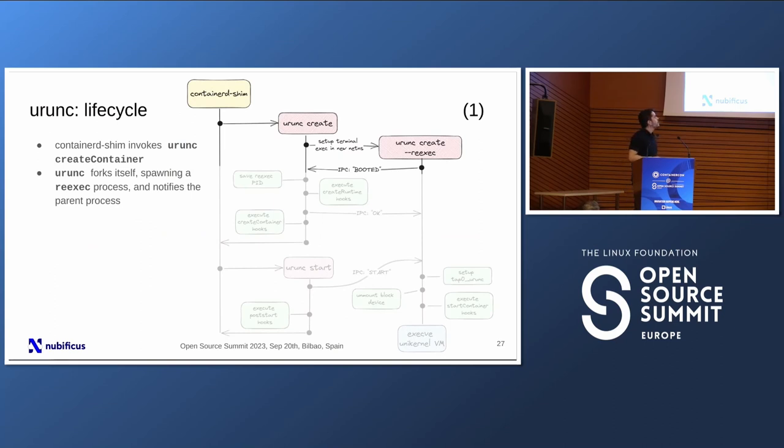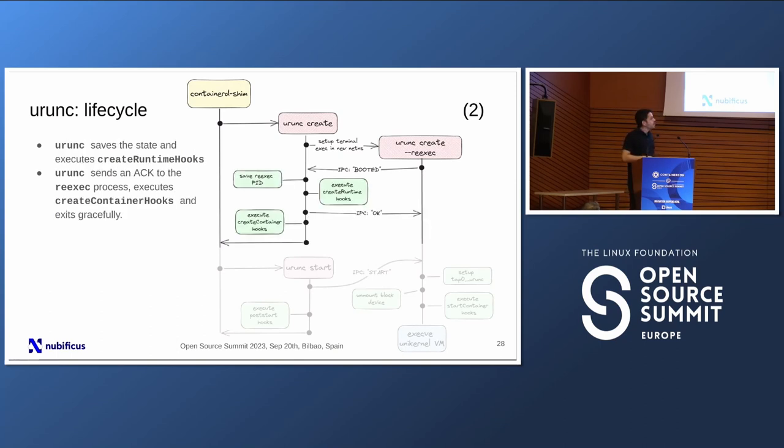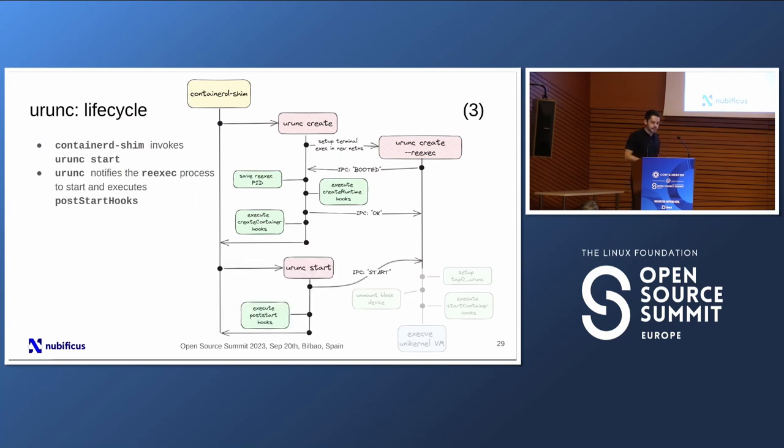Now, if we want to take an even closer look, we can see how this whole thing works. The containerd shim first invokes urunc create. Urunc create then forks itself, essentially creating a new process, a re-exec process, which is spawned in a new network namespace. Once this process starts, it notifies the parent process that it has booted. Then the parent process saves the state and executes any create runtime hooks, and then sends an ACK message to the re-exec process, executes any create container hooks, and exits gracefully. So the containerd shim gets notified. Then it invokes urunc start. What this essentially does is notify the re-exec process that it's OK, we can start, and executes any post-start hooks.